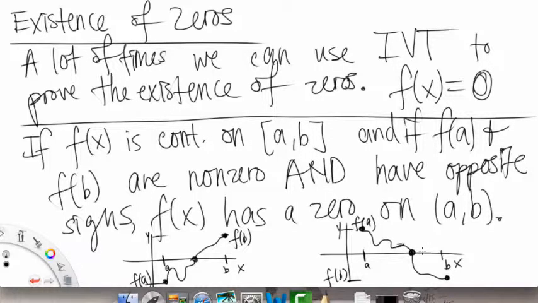Okay? Alright, so that's what it is conceptually. And now, in a more accurate sense, I'm going to introduce the bisection method.